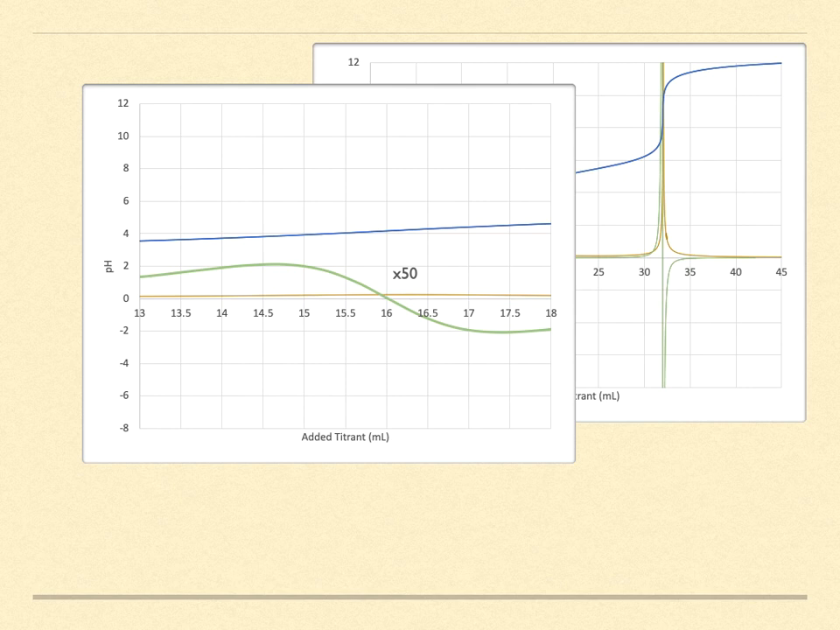Now that's it. I scaled it by a factor of 50. It goes through the x-axis 0 at exactly 16 milliliters. The first equivalence point is exactly 1/2 of the second equivalence point. This is definitely a diprotic acid. So what else can we find out about it?